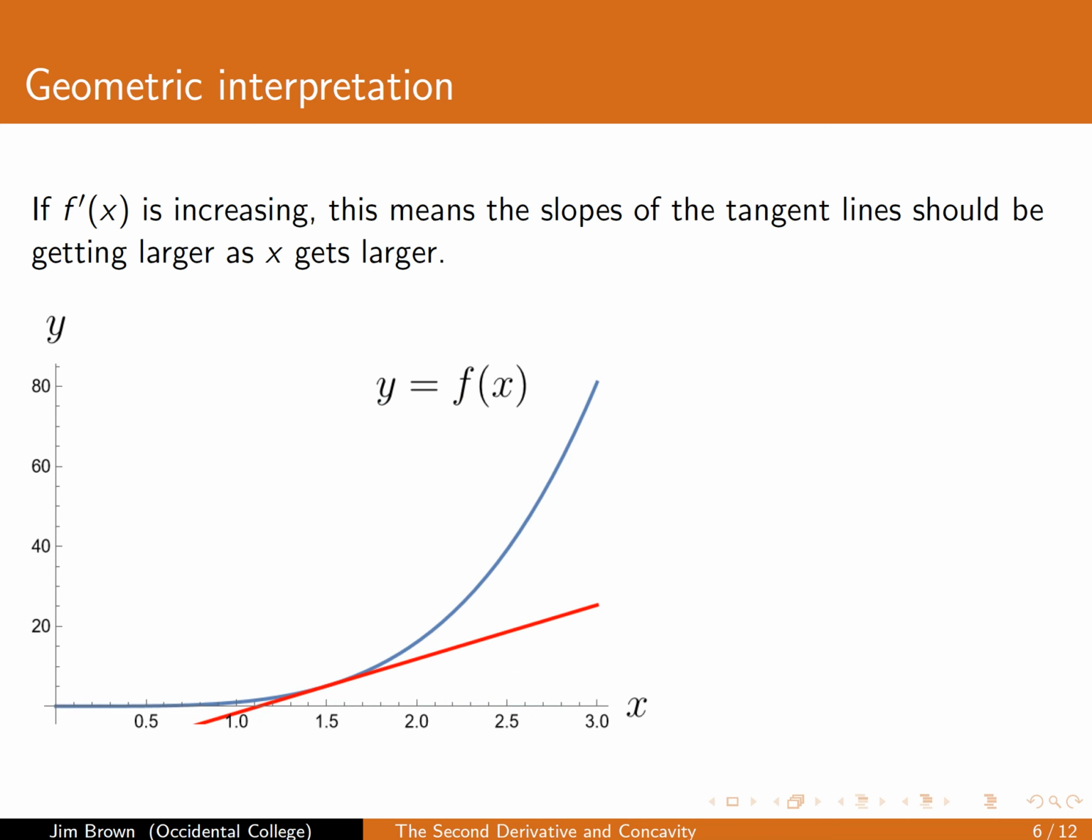So here's a graphic of this. Notice as my x increases, the slopes of these tangent lines are increasing as well. So here, not only is the function increasing, so the first derivative is positive, the second derivative is also positive because the slopes of the tangent lines are getting bigger as I move to the right. So all the slopes are positive, but they're also getting bigger.